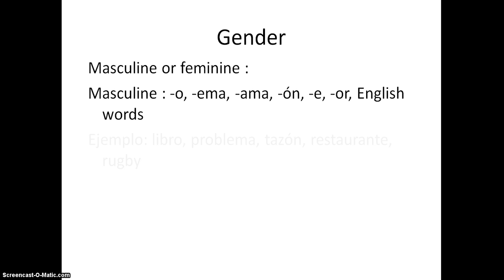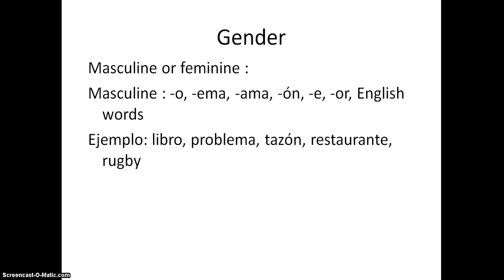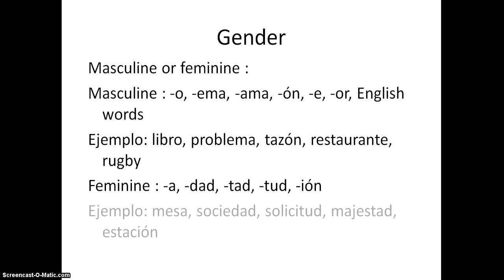So let's see some examples. Libro ends in o, problema ends in ema, tazón ends in on, restaurante ends in e, and rugby is from the English. And feminine ones often end in a, dad, tad, ud, or ión. Any nouns that end in those are generally feminine. Some examples: we've got mesa, sociedad, solicitud, majestad, estación. All of those are feminine words.